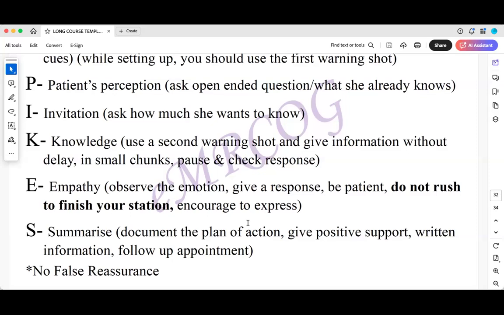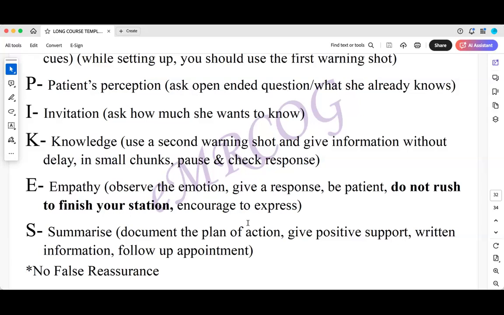Then you summarize, okay? Summarize what is the plan of management. Give positive support, okay, to the patient. Like, for example, yeah, I know that having a cancer is not an easy thing, but the good thing is that we have discovered it early, and it's known that cancer of the womb, when it is discovered early, has a very good cure rate, okay, and a good survival as well.